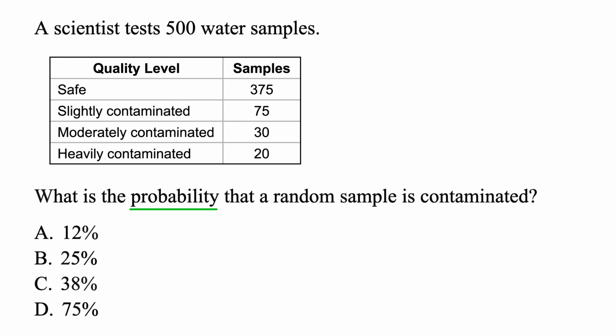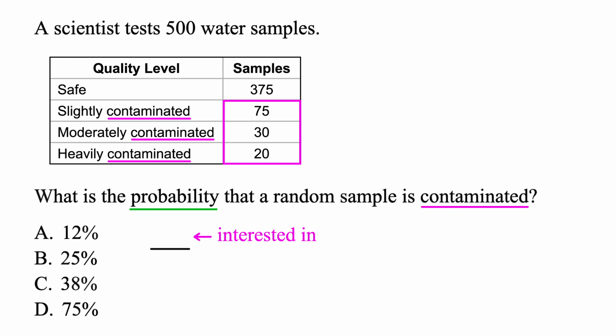In order to find a probability, you could always set up a fraction. The top number is going to be the total number of things that you're interested in. Here, what's the probability that a random sample is contaminated? That's what we're interested in. But looking at the data, we can see that 3 of these categories are contaminated, either slightly, moderately, or heavily.